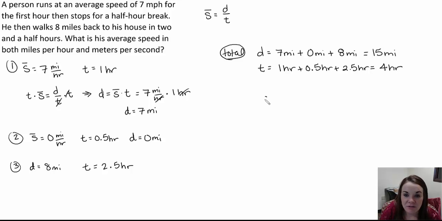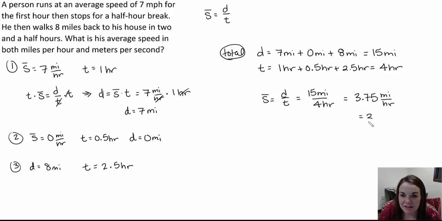And then finally, we can figure out the average speed during the entire time that he was out running, resting, and walking. And we just take our distance over time, so our 15 miles divided by our 4 hours. And that gives us an average speed of 3.75 miles per hour. And sometimes you'll see people write this as 3.75 mph, which stands for miles per hour. So that is our answer in miles per hour, which answers the first part of the question.